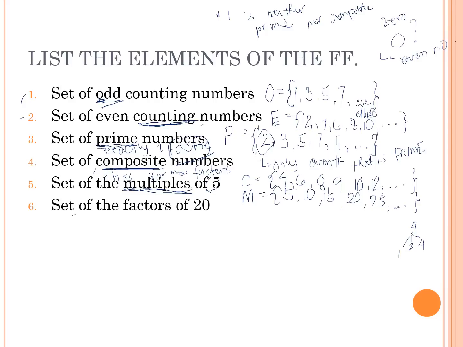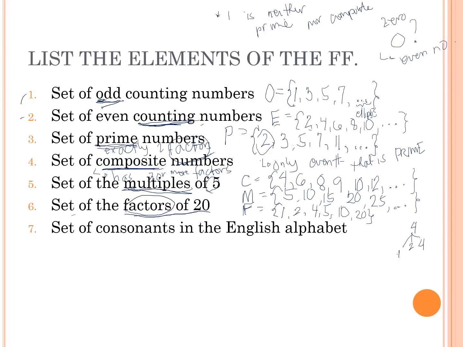For number 6, set of the factors of 20. When we say factors, again, these are the numbers which could exactly divide 20. And to list it down, we write first the name of the set. So I'll use letter F. The lowest factor of 20 is 1. It can also be divided by 2, followed by 4, followed by 5, and then 10, and then 20. This time, I will not use ellipses because these are the only factors of 20. We have 1, 2, 4, 5, 10, and 20.